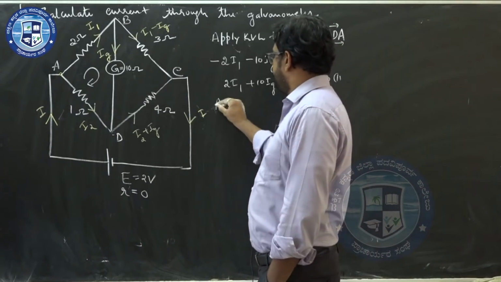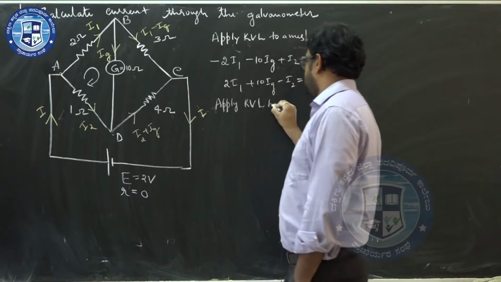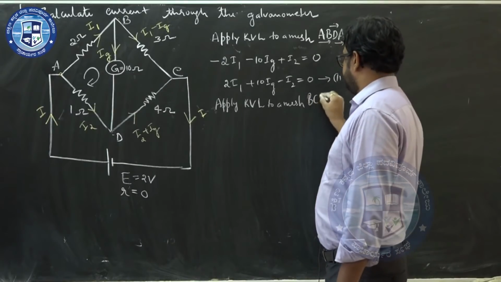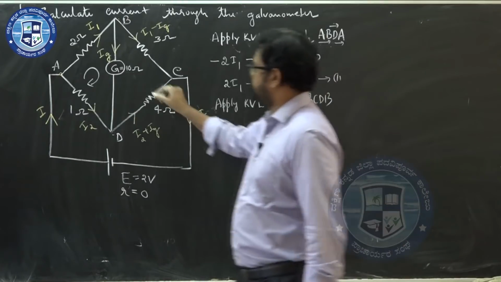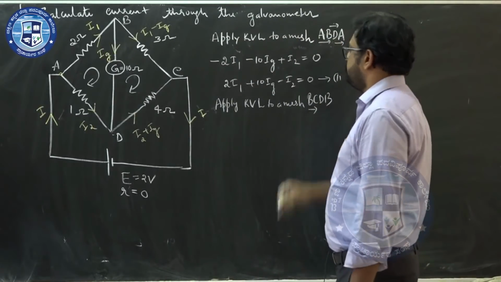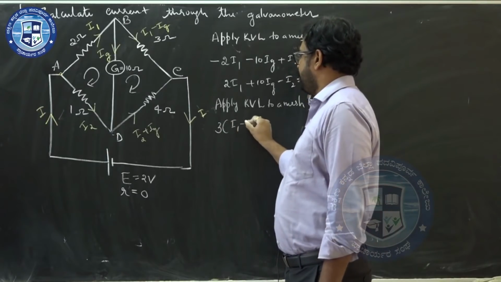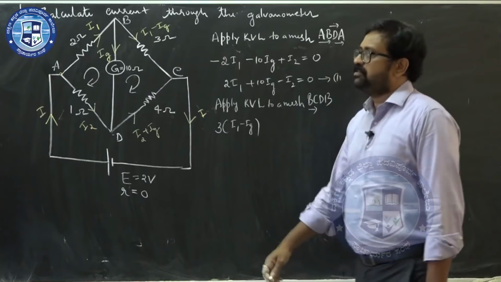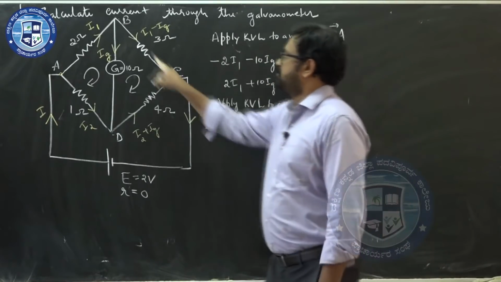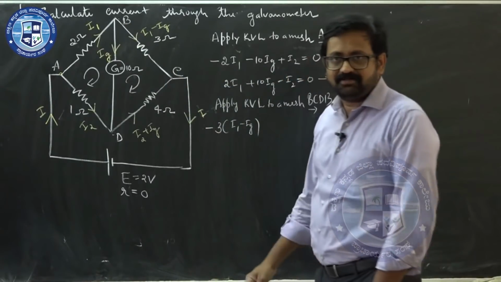So, for that reason, I will continue applying KVL. This time I will apply KVL to the mesh BCDB. If I apply KVL to the mesh BCDB, going from B to C, the product of current and resistance is 3 into I1 minus IG, and it is minus, because the direction of traverse is from B to C, and the direction of current is also from B to C, that is why the product is taken as negative.